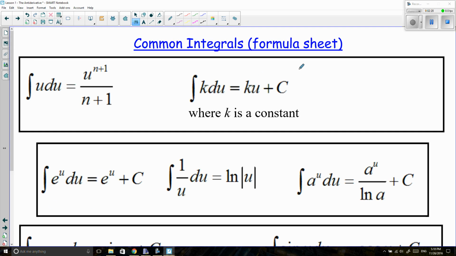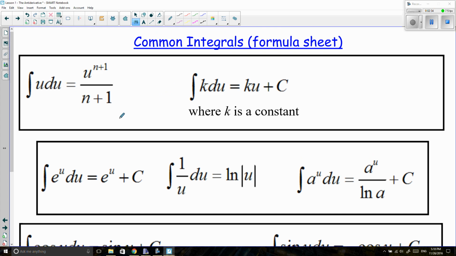So here are some common integrals that you can see on your formula sheet. I think this is in your note package, where there's a couple of mistakes that I need to address. First of all, when we take the antiderivative of u to a power, we add 1 to the exponent and then divide by that new exponent. But don't forget to add c, so I forgot that in the notes there. Anytime you take the antiderivative of a constant, you get k times u plus c.